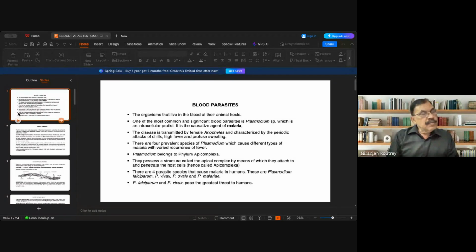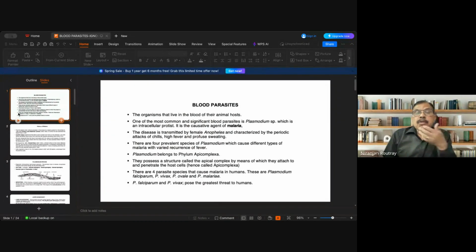It is a digenetic parasite, and the human being as well as the female Anopheles mosquito are responsible for the completion of the life cycle of this disease. It is transmitted by the female Anopheles, and the characteristics of this disease are the periodic attack of chills, high fever, and profuse sweating.